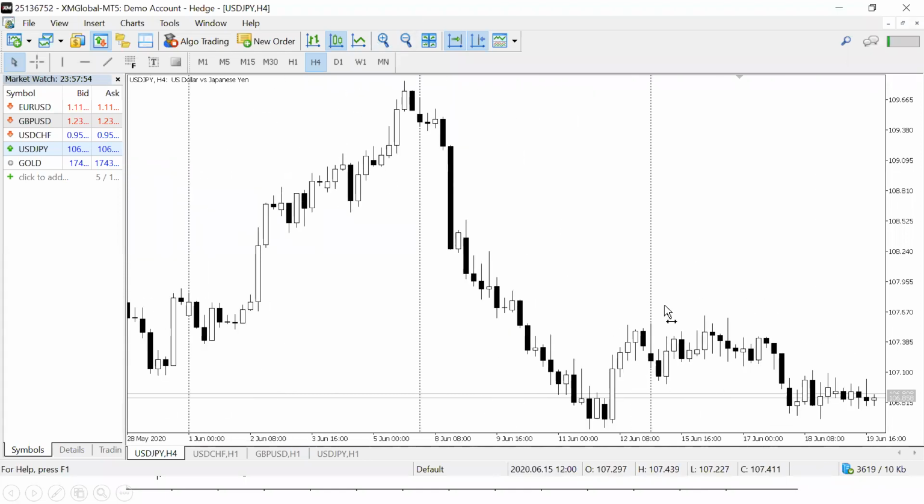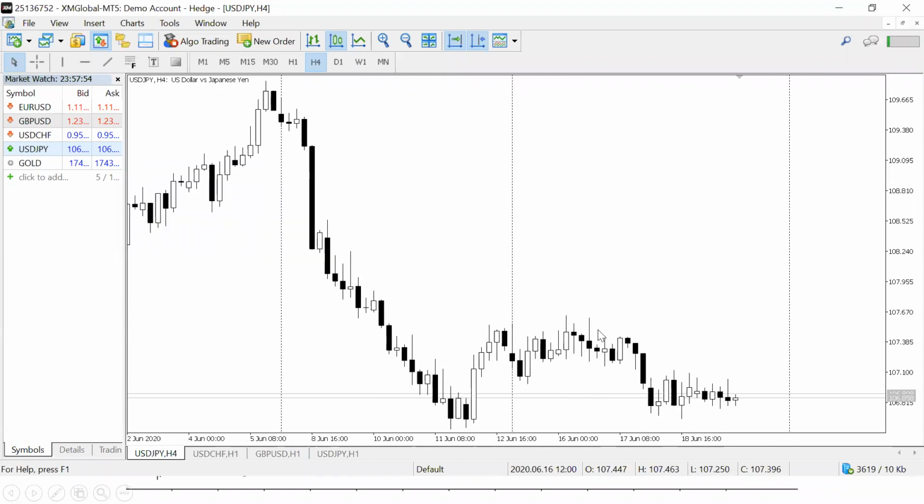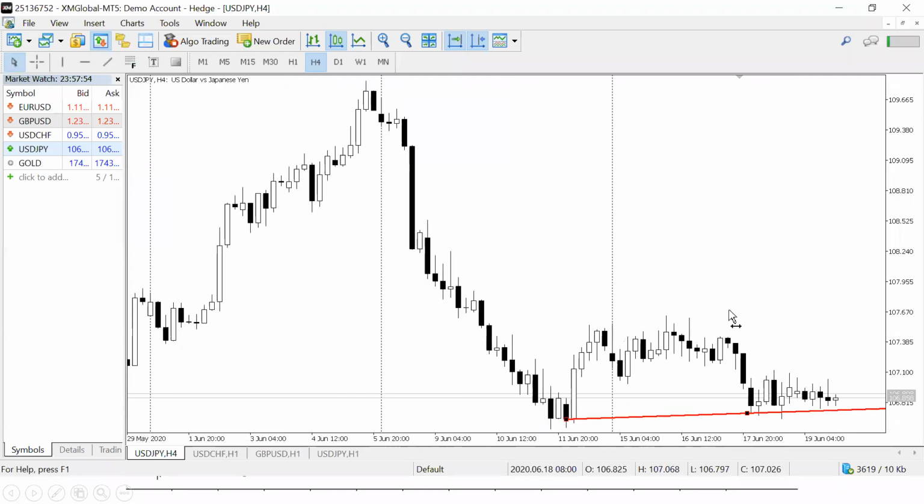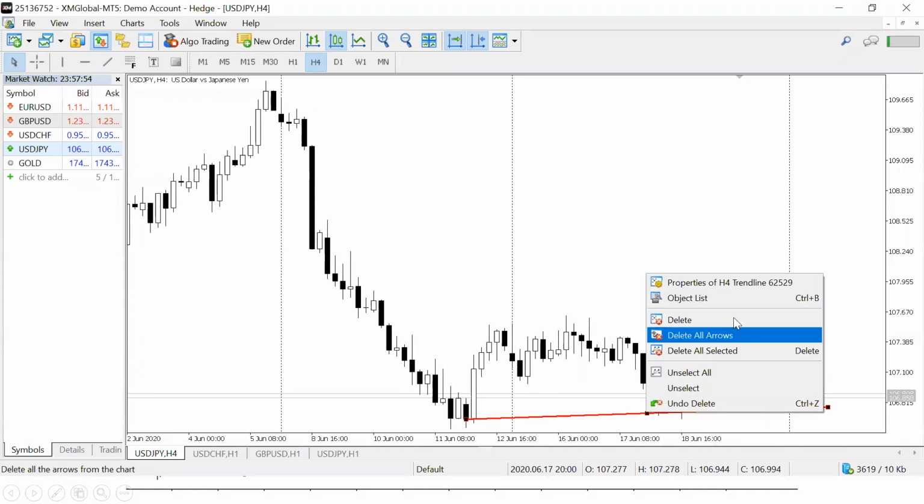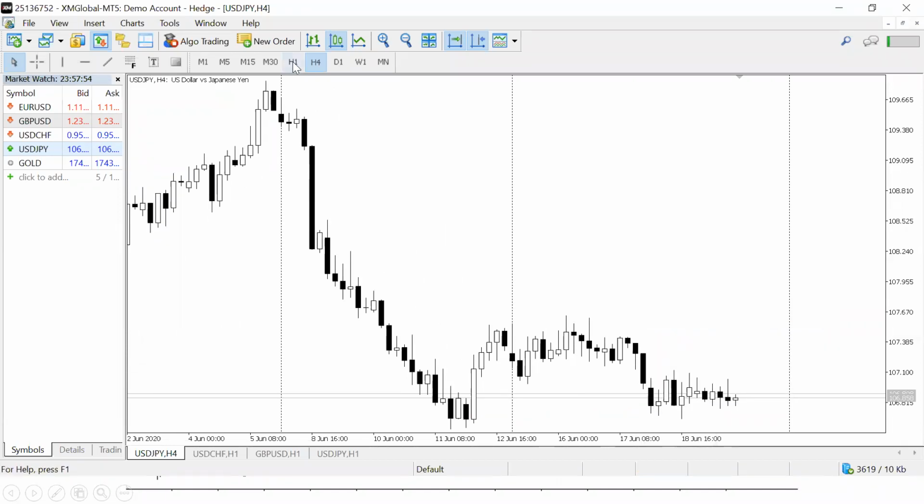Okay, so looking at your USD JPY sa H4 chart, as you can see, yung mga highs natin are not very nice to connect. No? So parang wala masyadong trend line na nangyayari. And same thing with your support. There's not really a lot of stuff to connect. No? So medyo pangit yung itsura ng market ngayon. If we go down to a lower time frame, maybe we can see something better.